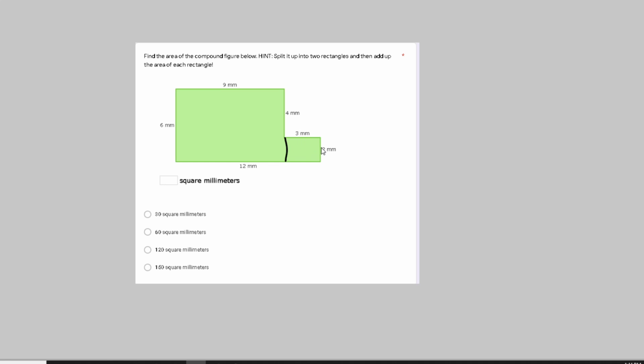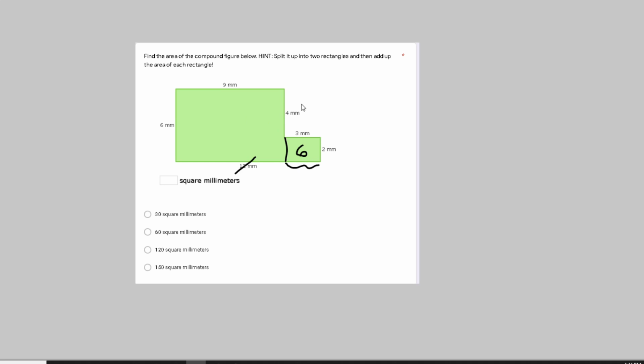We know the area of this rectangle here is going to be 2 times 3, so that's going to be 6. Now we need to think about the area of this rectangle. What's the length here? Well, we have a 9 and a 12, but this 12 is counting over here too, right? This extra 3 millimeters. 9 plus 3 would give us this whole side here, 12. But we don't want this whole side, because we're already counting that over here.